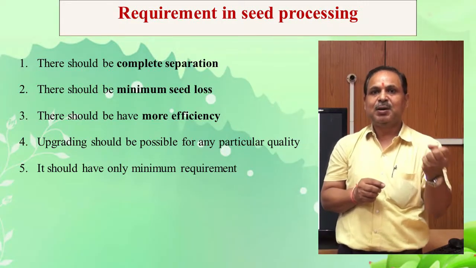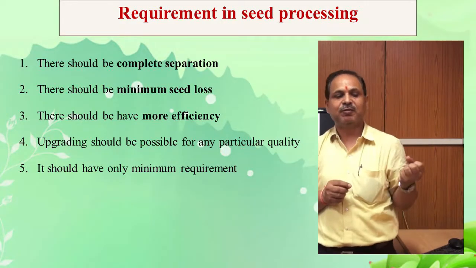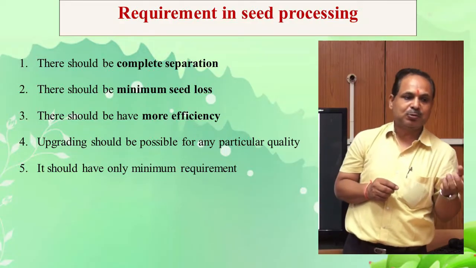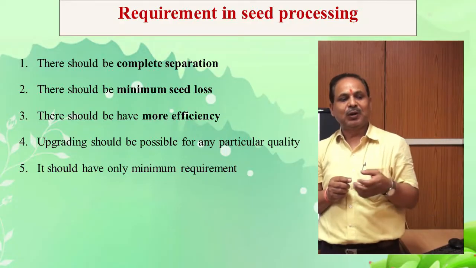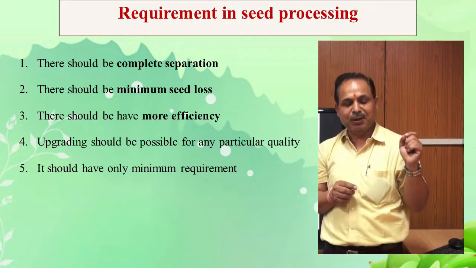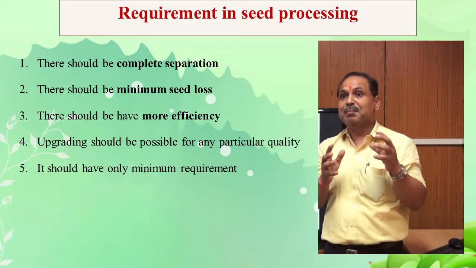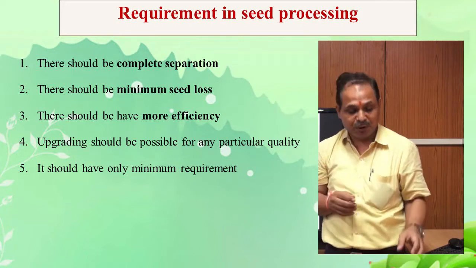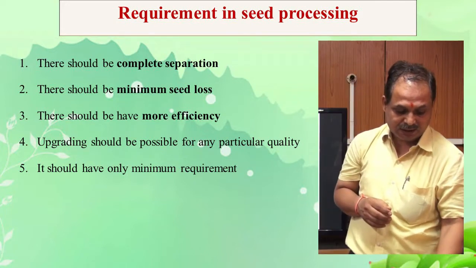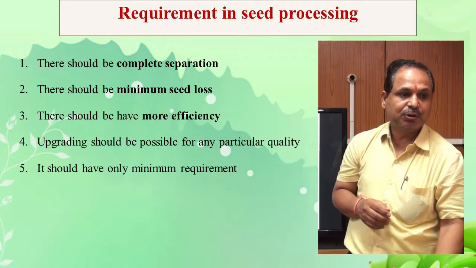The quality seed may be available to the doorstep of the farmers. Upgrading should also be possible for any particular quality. It should have only minimum requirements. The processing plant must have minimum requirements, not much more requirements than is required in this seed processing plant.